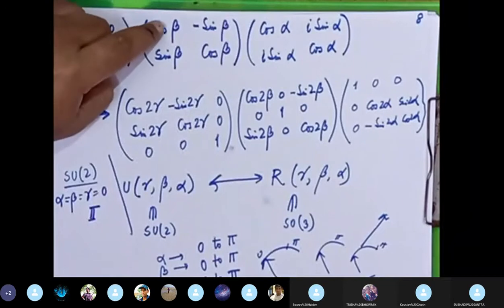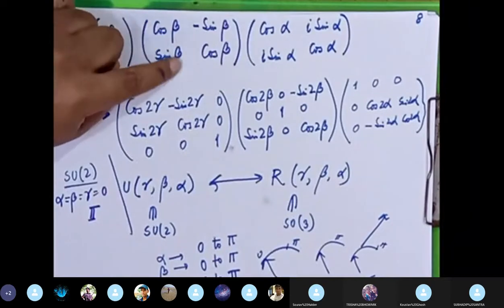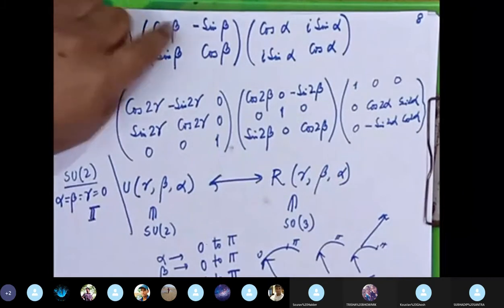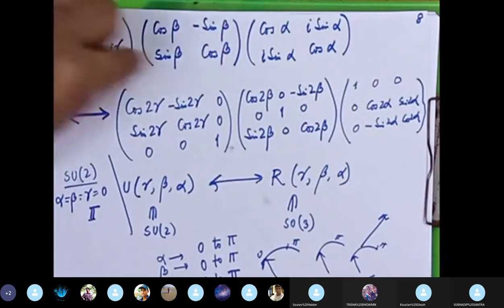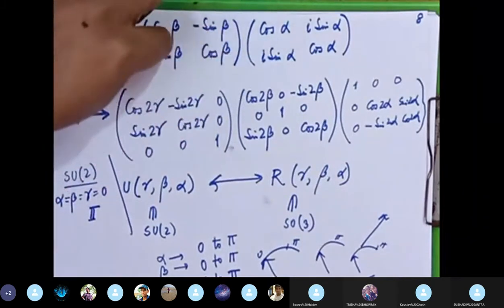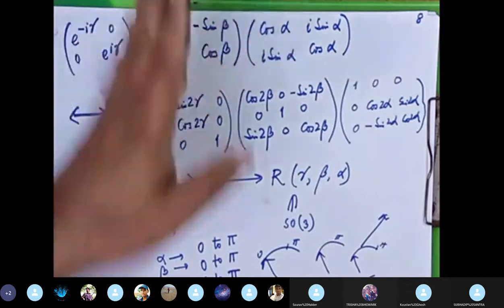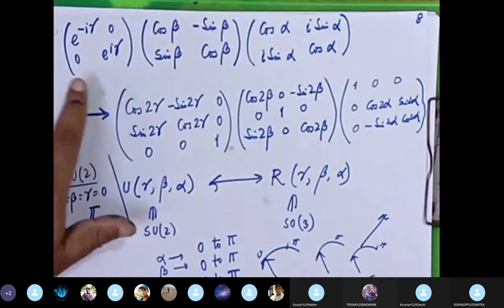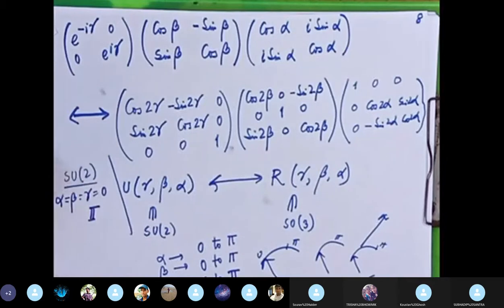Now for beta equal to pi, again there is an extra minus. There is 1 minus sign, this is minus 1, 0, 0. So these 2 minus 1s will make it positive. So this product is identity. So you are left with only this, for gamma equal to 0.